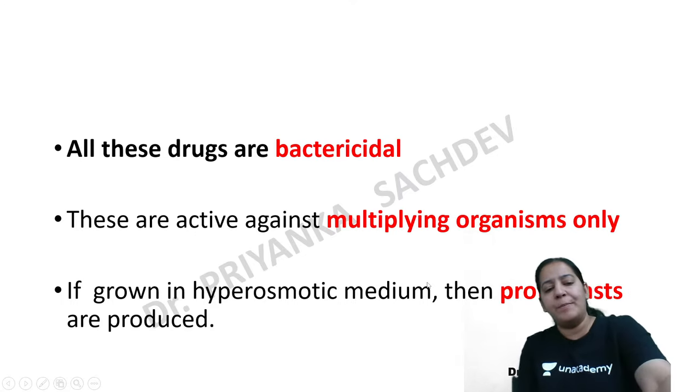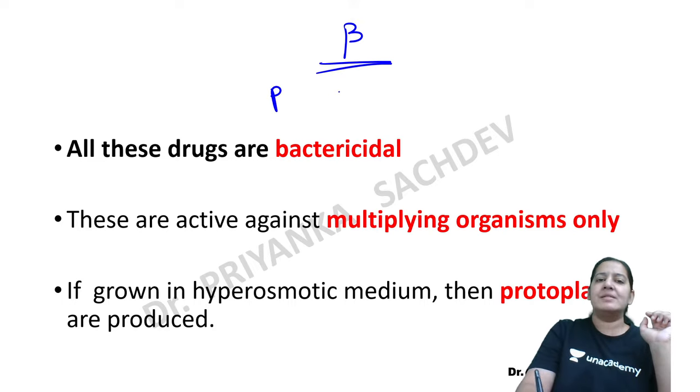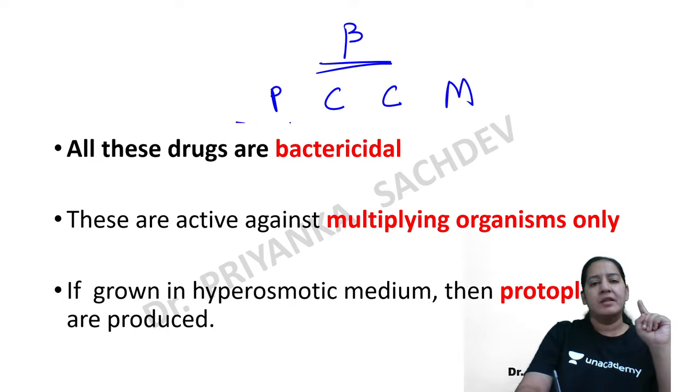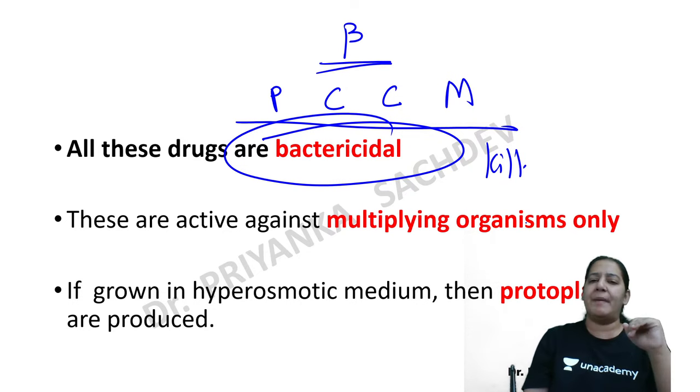So all four beta-lactams, penicillin, cephalosporin, carbapenem and monobactam, they all are bactericidal. They kill bacteria. First, they inhibit cell wall synthesis. Ultimately, the bacteria is killed.